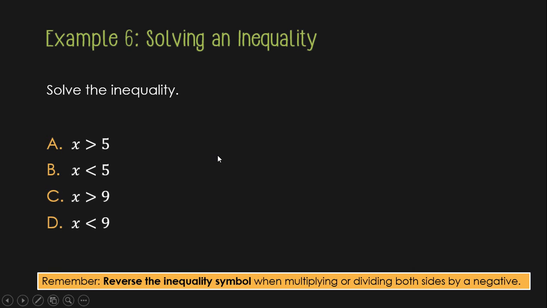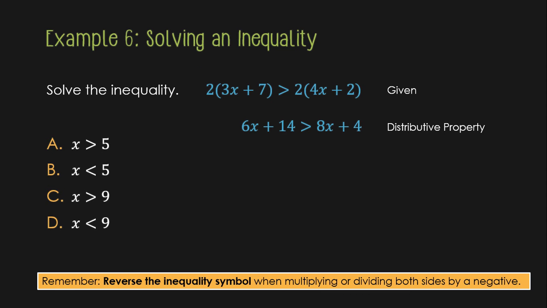Example 6, solving an inequality. So we want to solve this inequality: 2 times the quantity of 3x plus 7 is greater than 2 times the quantity of 4x plus 2. Okay, so the first thing I see, I notice those parentheses right away, so I'm going to go ahead and use that distributive property.